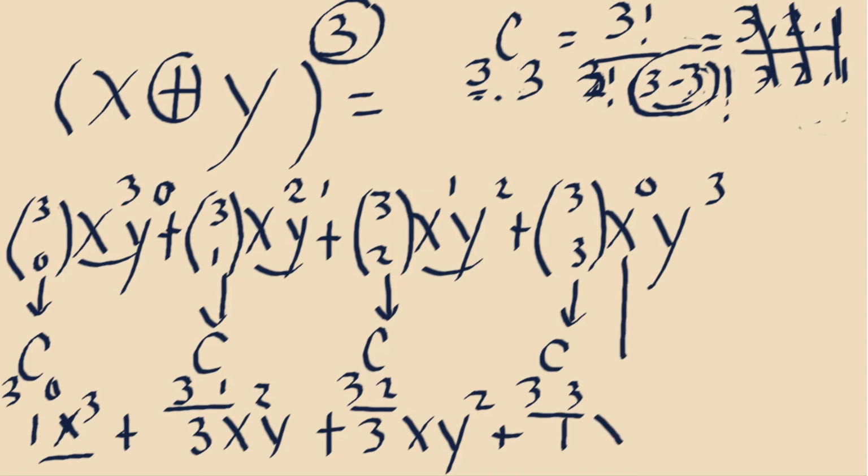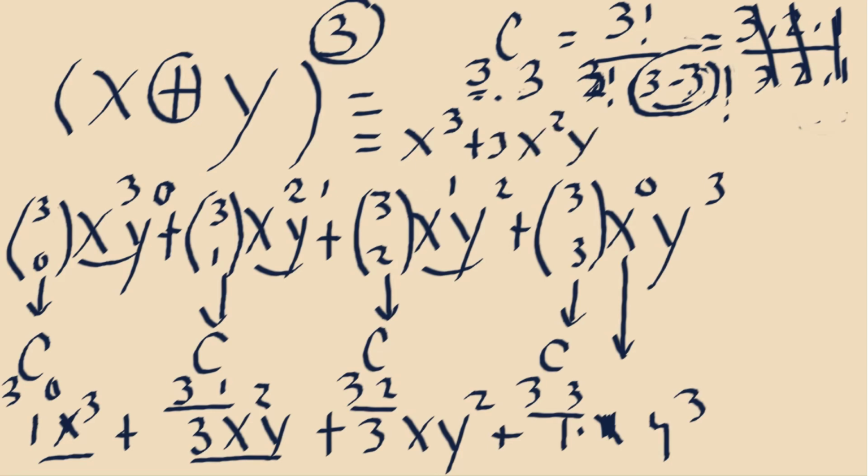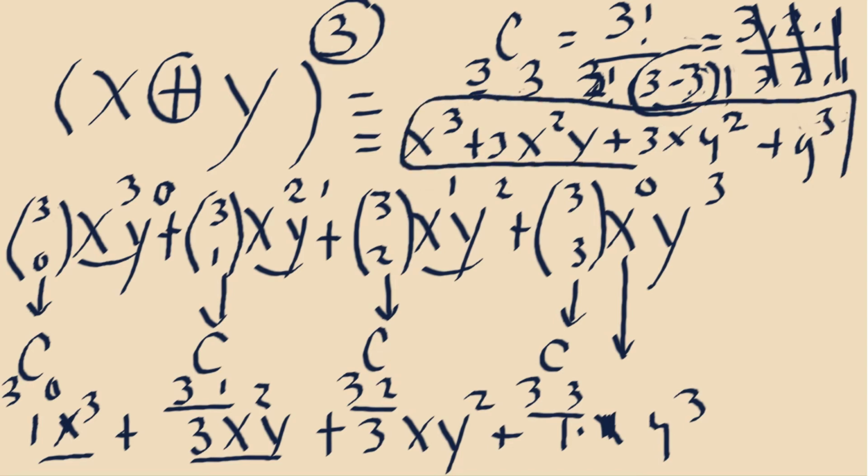Now x to the 0 is also equal to 1. So that's 1 times 1 and then y cubed. Okay, so our final answer will be x cubed plus 3x squared y plus 3x y squared plus y cubed. Okay, so that's for our x plus y to the third.